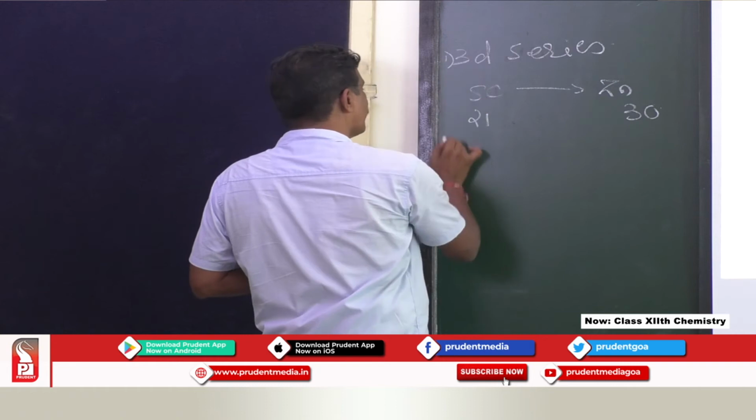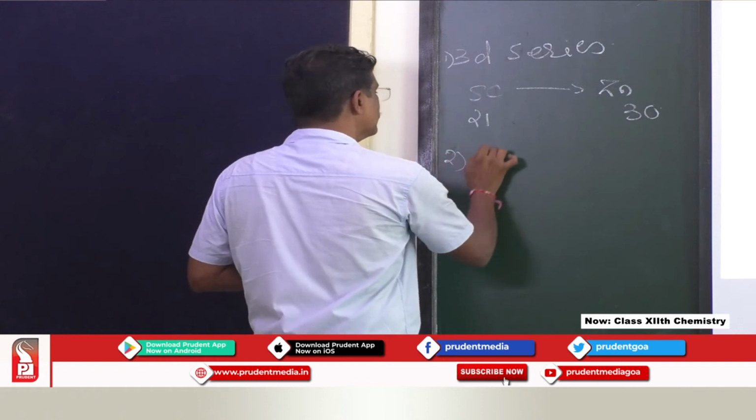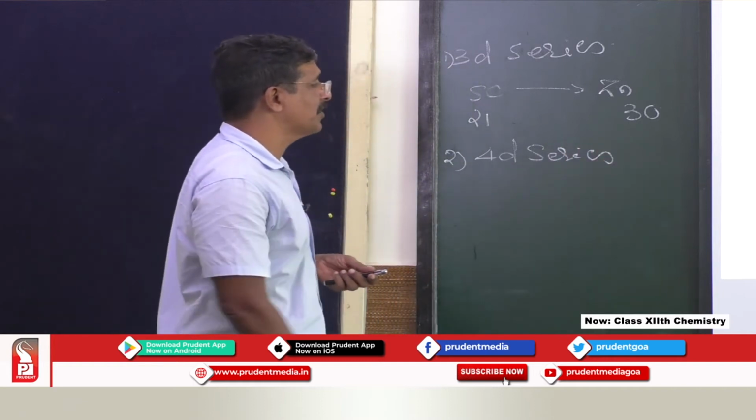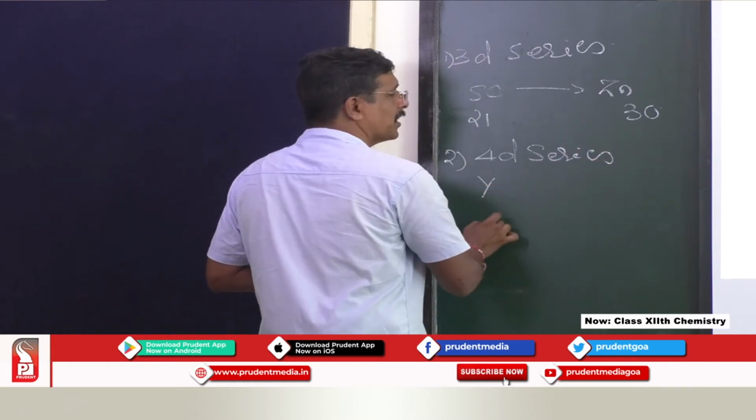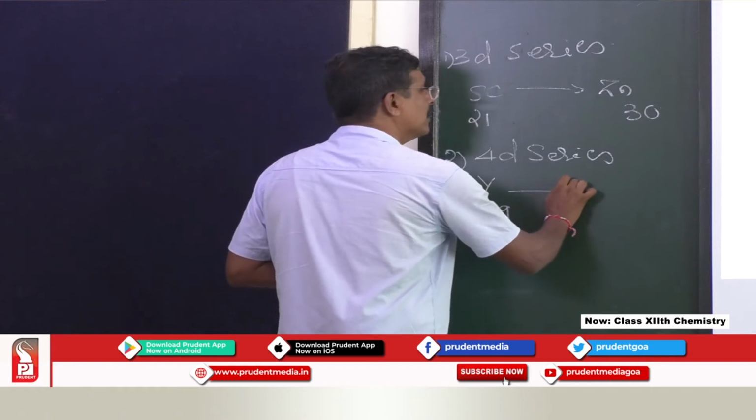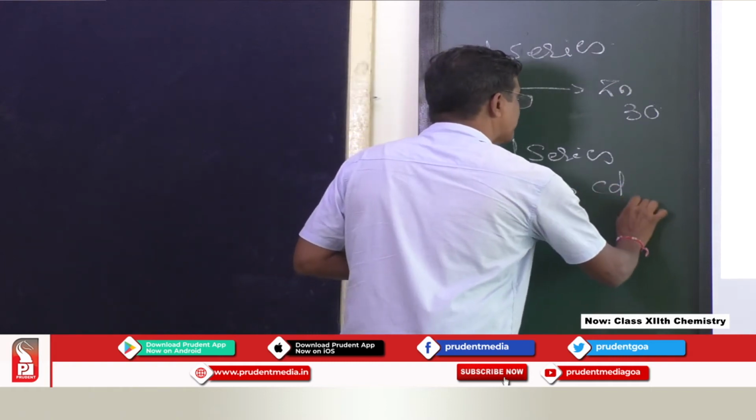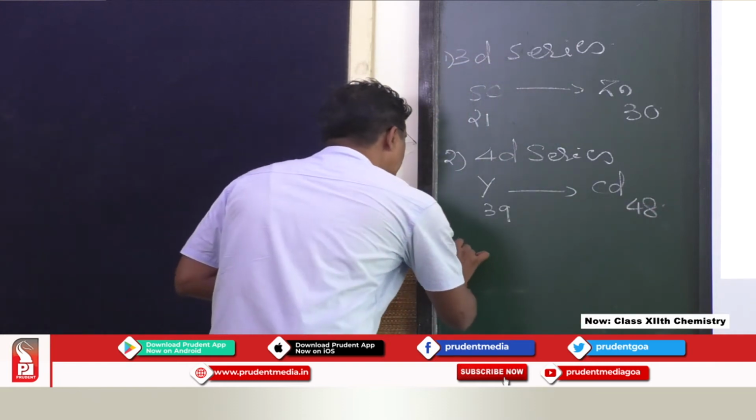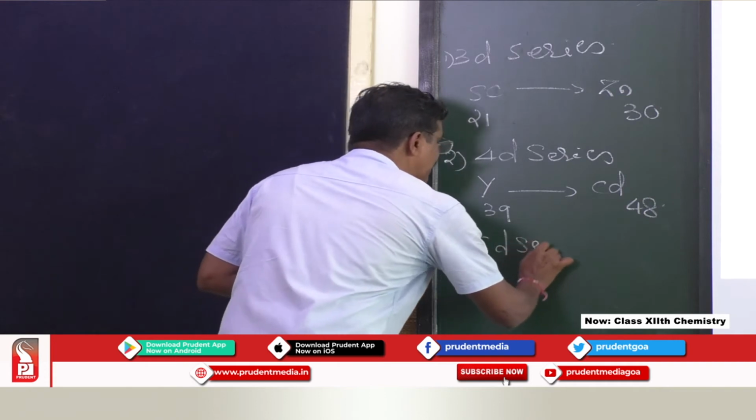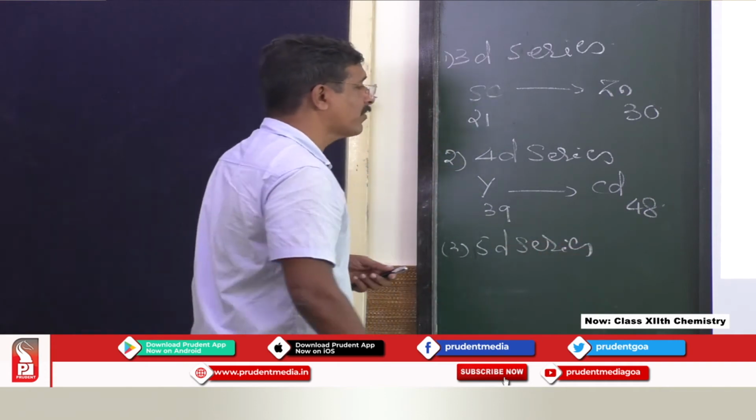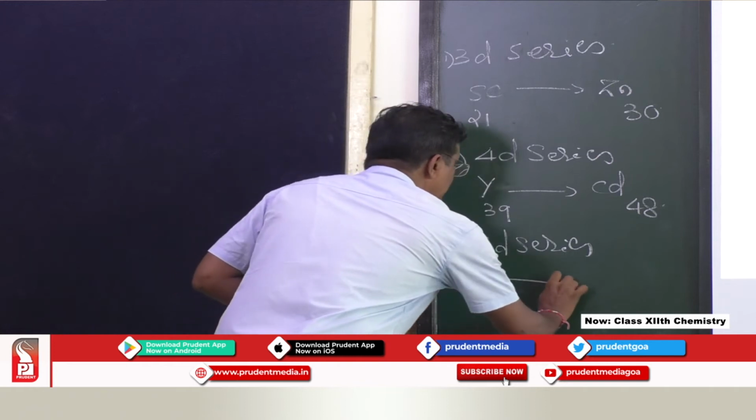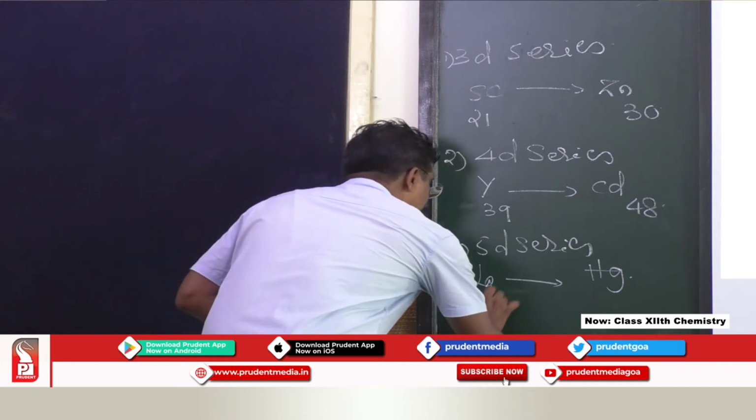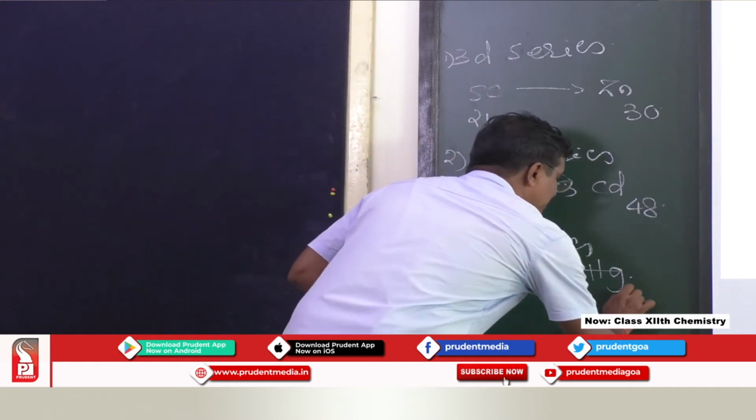The 4d series starts with yttrium, whose atomic number is 39, to cadmium, whose atomic number is 48. The third one is the 5d series. This series starts from lanthanum to mercury, lanthanum whose atomic number is 57 and mercury whose atomic number is 80.